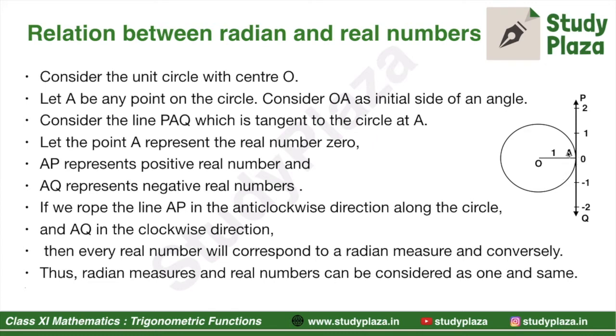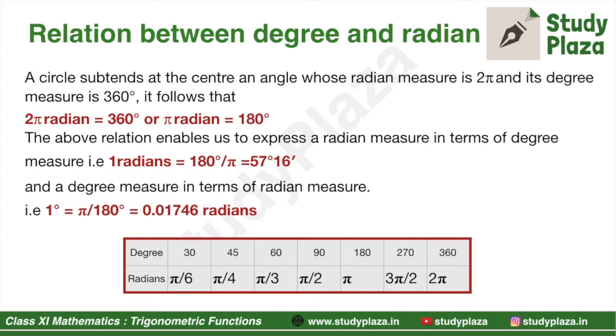Means whatever angle will be found will be equal to the real numbers at that point. So we can say radian measures and real numbers can be considered as one and the same. Now we move to the next relation, that is relation between degree and radians. How radians and degrees are related to each other.